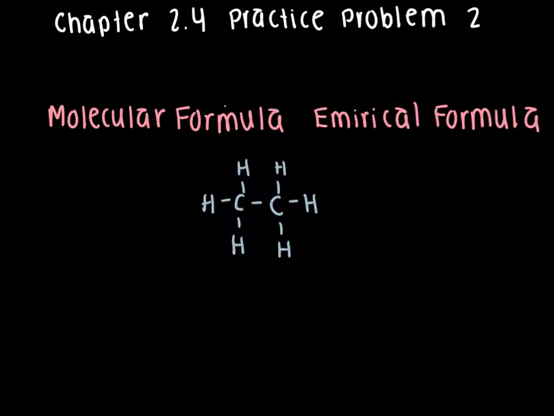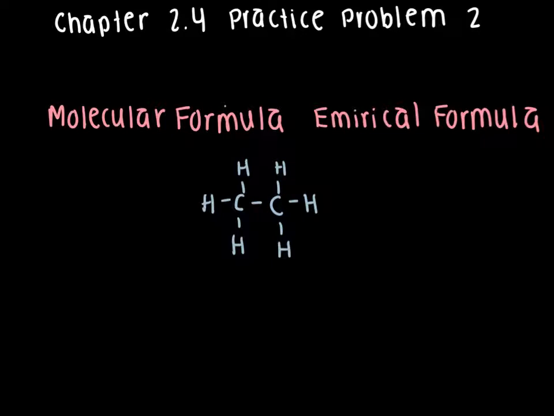We'll be working through problem number 2 from chapter 2.4, Practice Problems in the General Chemistry Workbook. This problem deals with empirical formulas. An empirical formula is a way of expressing the ratio between the number of atoms of each individual element that makes up a compound. Unlike a molecular formula, the empirical formula does not directly tell us how many atoms of each element are in a molecule. It only tells us the simplified ratio between those atoms.